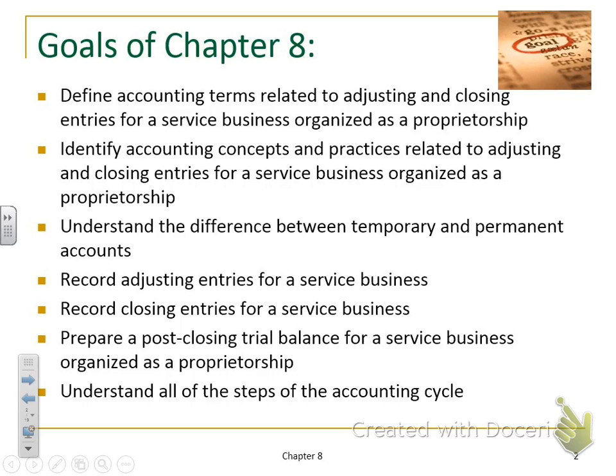Okay. Is it changing on here? Yeah. Okay. So these are all of our goals. We're going to use the accounting terms for adjusting and closing entries. We're going to identify accounting practices related to adjusting and closing entries. We're going to understand the difference between temporary and permanent accounts, which is very, very important. Record adjusting and closing entries, and then prepare what we call the post-closing trial balance, which really just focuses on all permanent accounts. And then, again, fully close out the accounting cycle.